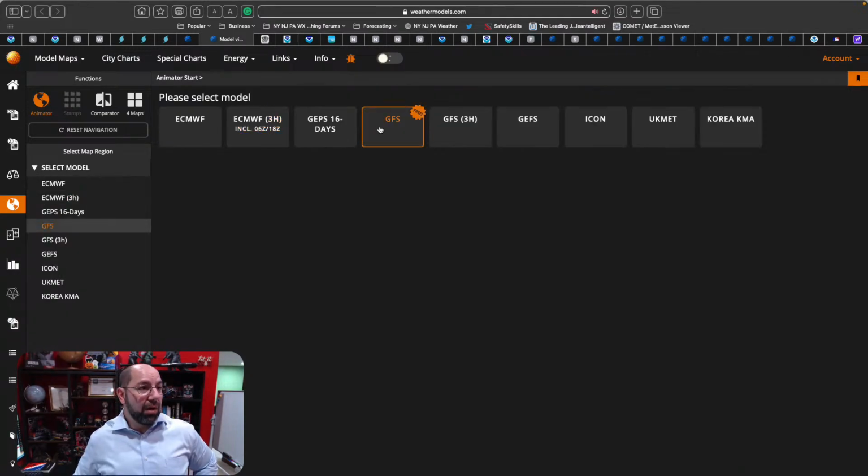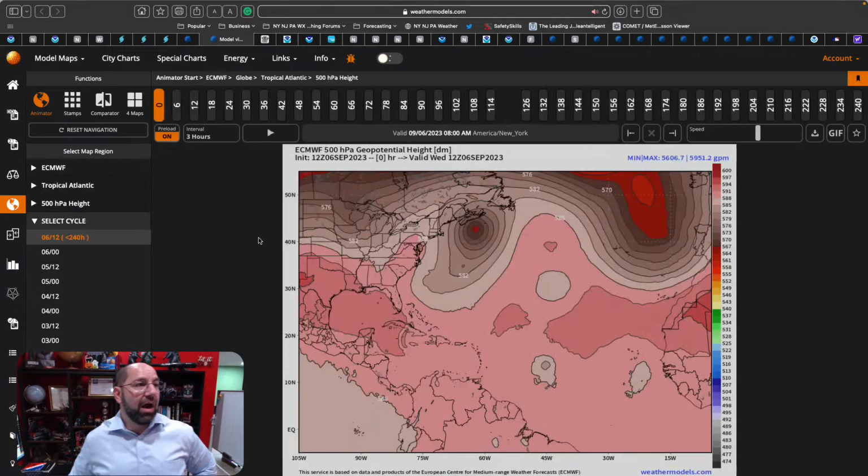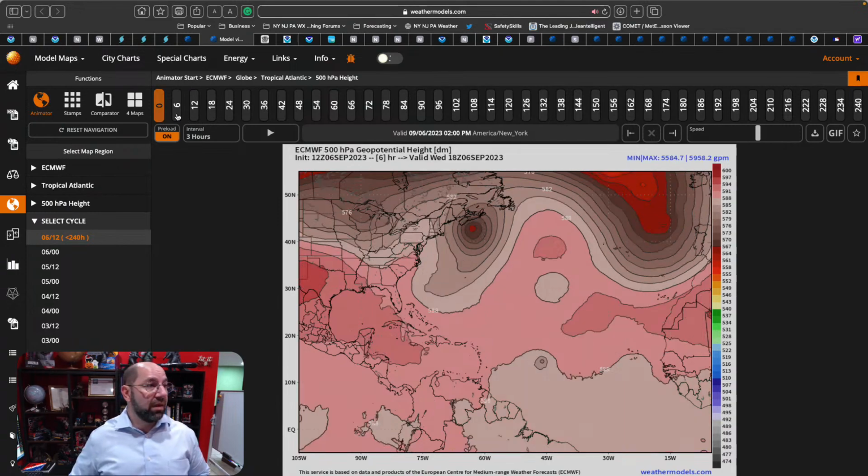How about other model guidance? Well, let's take a look at the European. I want to show you this because this isn't normally what I do, going through every model, but it's an important exercise just to show you what is driving these different solutions. So rather than getting caught up in someone posting a surface map and screaming on TikTok or Twitter or Facebook, you're going to understand why they're producing these different solutions.